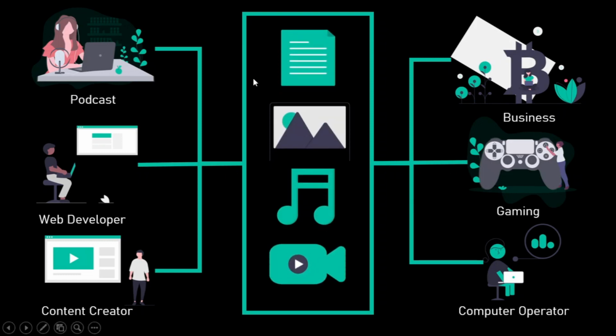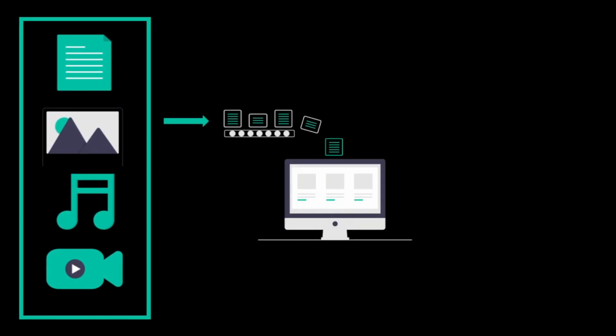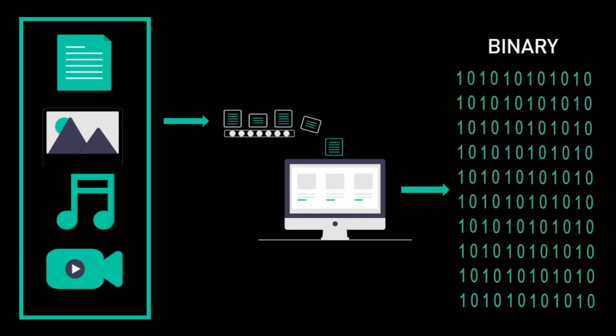So this data can be textual data, it can be image data, it can be audio data, or it can be video data. For example, a content creator will require video data for his channel. A web developer, on the other hand, will develop web pages that will have HTML or CSS files written in the form of textual files. All this data, when fed to a computer, the computer converts this into a format known as binary.